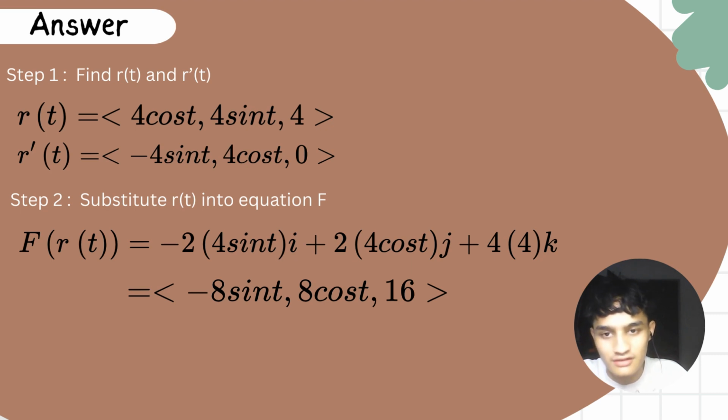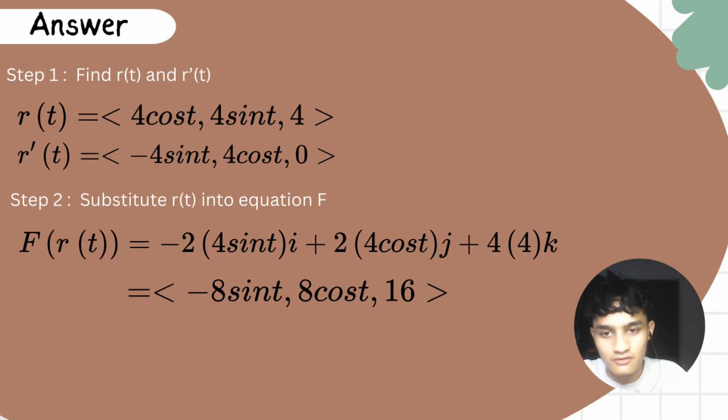So for r(t), x equal to 4 cos t, and then y equal to 4 sin t, and z remains z. So r is 4 cos t, 4 sin t, and 4. For r prime(t), we must differentiate the equation of r to get r prime(t). So we get negative 4 sin t, 4 cos t, and 0.